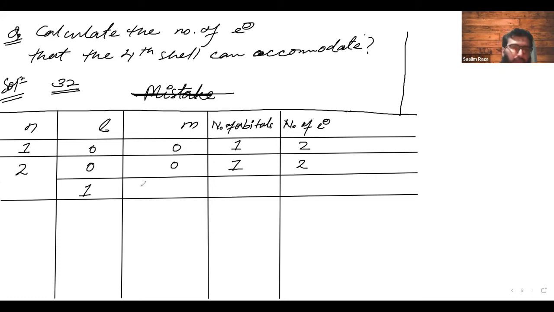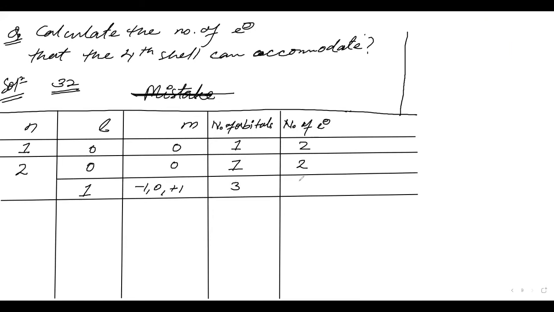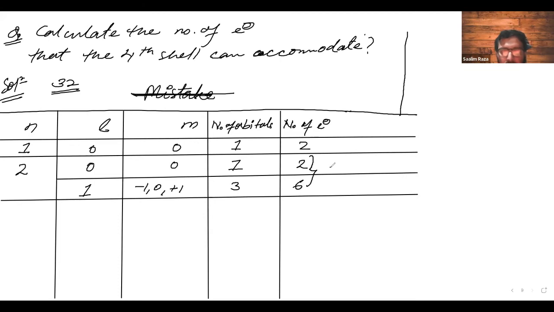Now, for l is equal to 1, the m will be equal to minus 1, comma 0, comma plus 1. Number of orbitals will be, count the number of values, 1 value, second value, third value. So it will be 3. Number of electrons will be 6. So add these two. What you will get? 8. Okay.